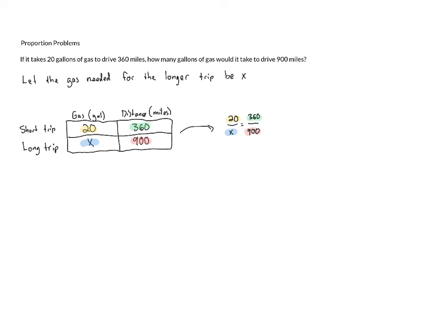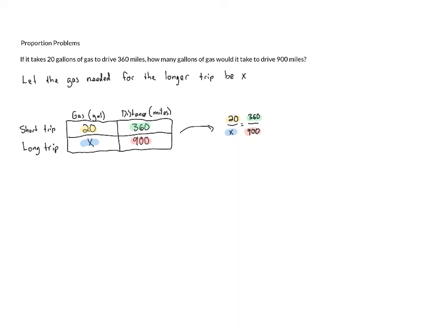We might need to go more slowly, and that might use a little bit more gas because we're not using the engine ideally. But overall, if we're ignoring the little differences for these things, the amount of gas we need is proportional to how far we're going. So that's why we're able to set everything up into a proportion. And then once we've done that, we can solve the proportion.